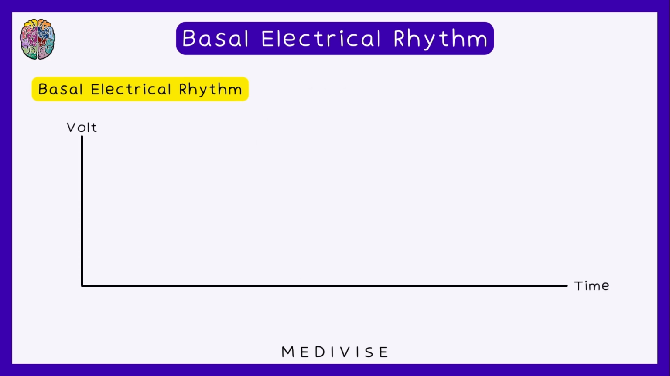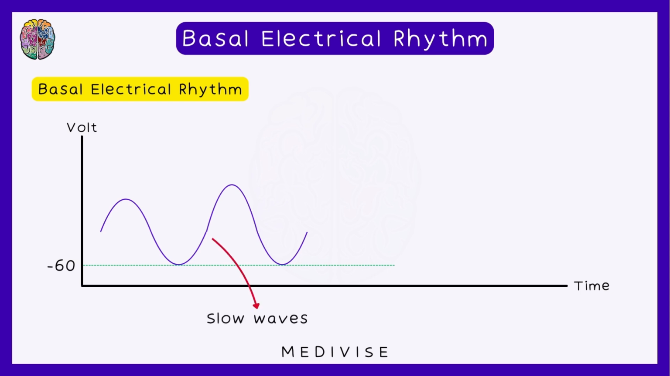In the graph, we will see voltage and time. As the time passes, since there is spontaneous depolarization and repolarization happening in these cells, the potential is going to look something like this. And these electrical fluctuations are the BERs. The potential of these basal electrical rhythms varies anywhere from -60 to -40. These waves that are produced here are called the slow waves.